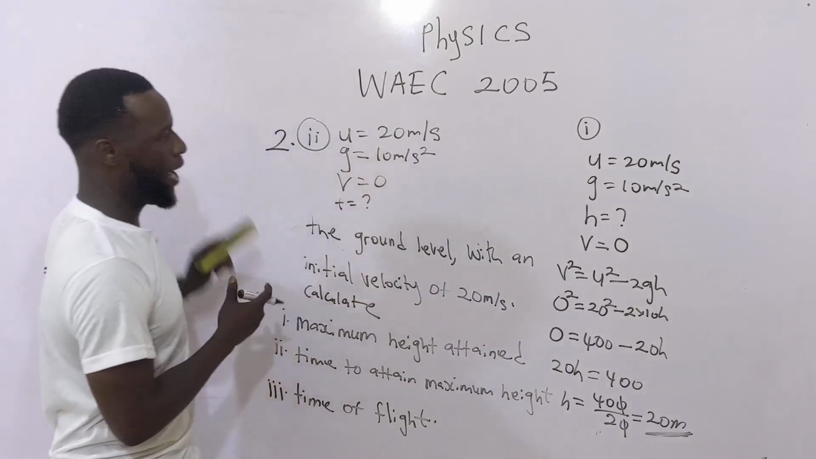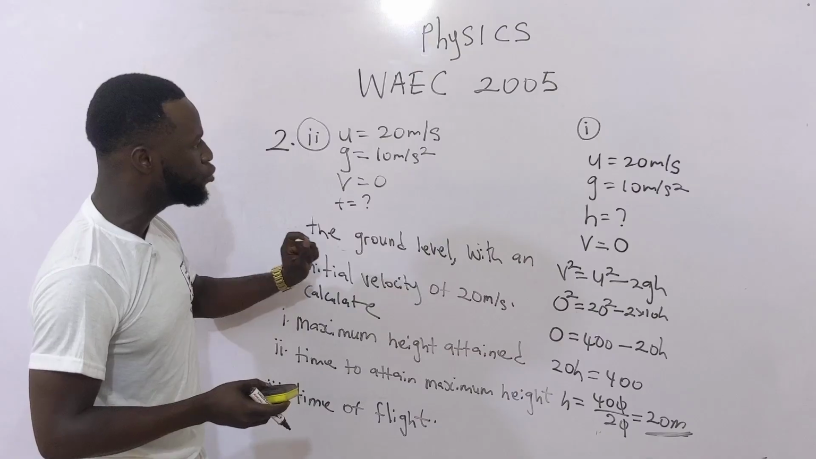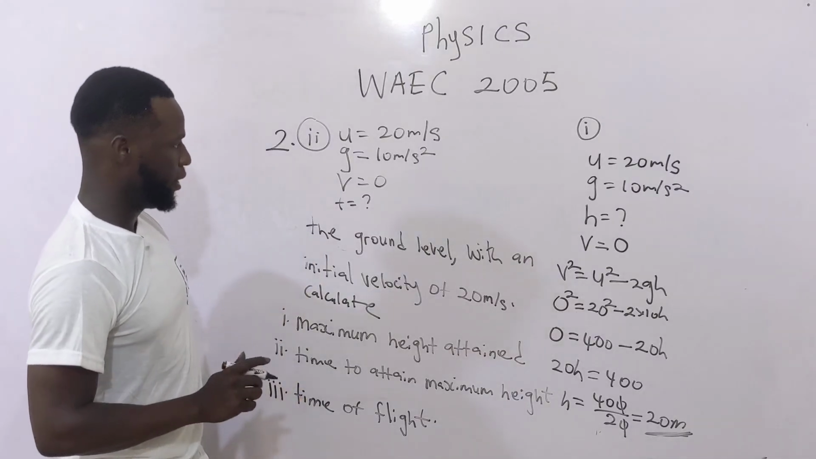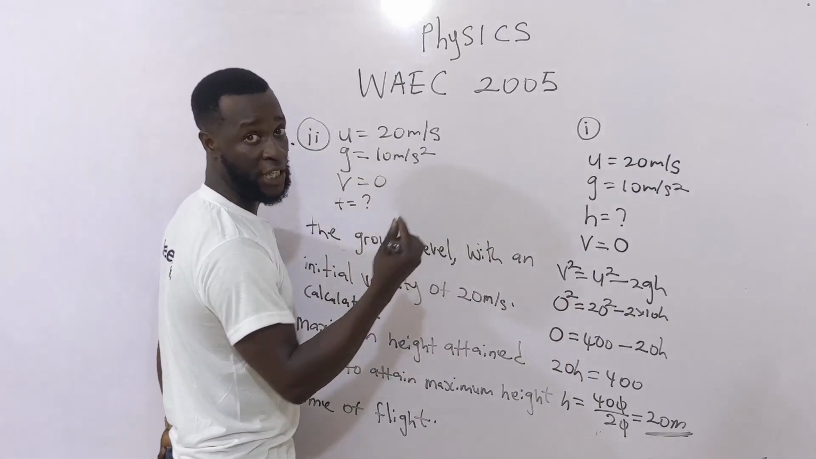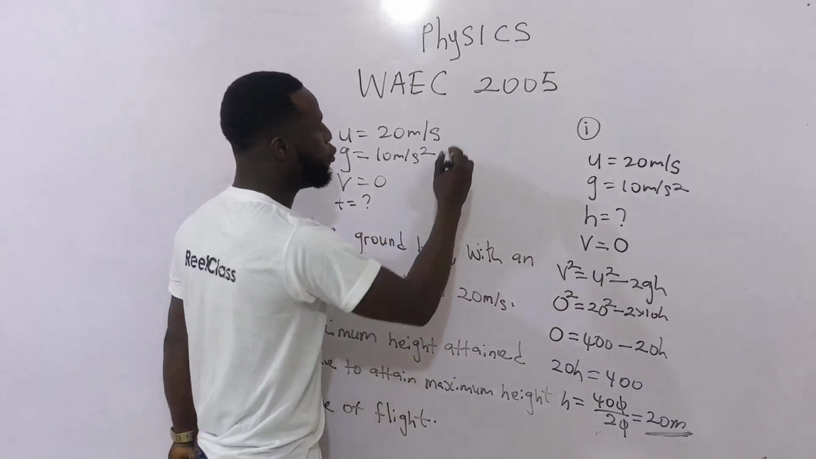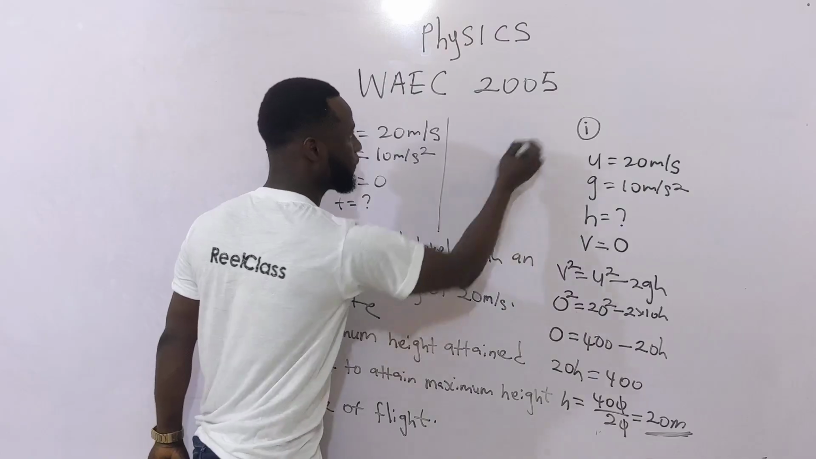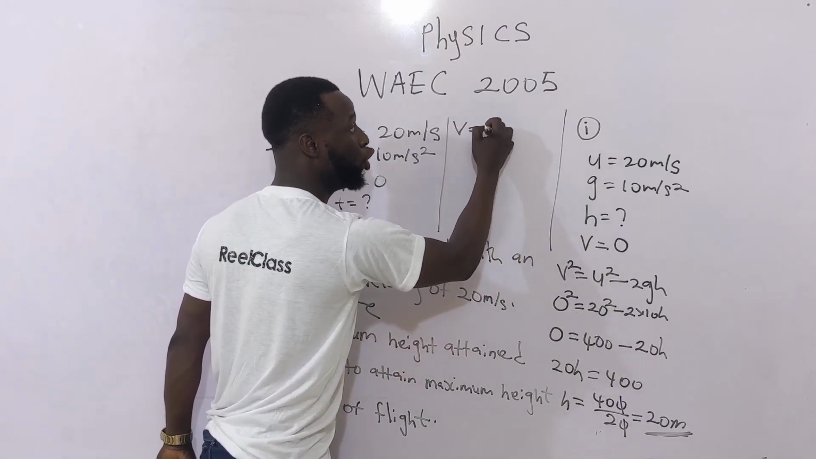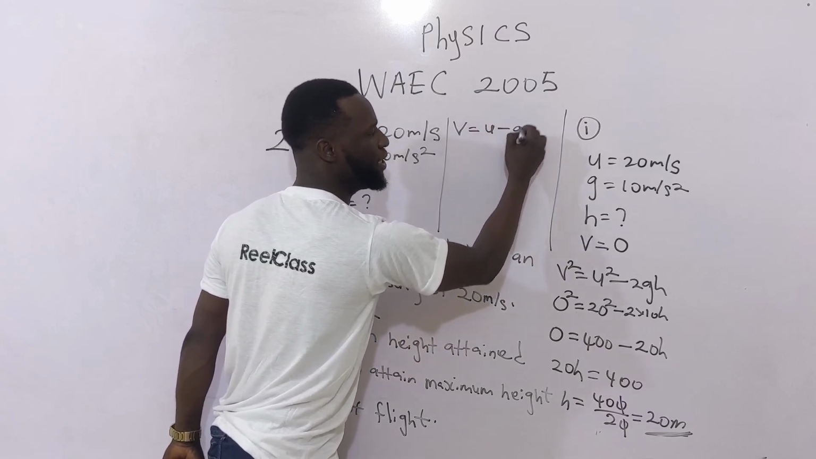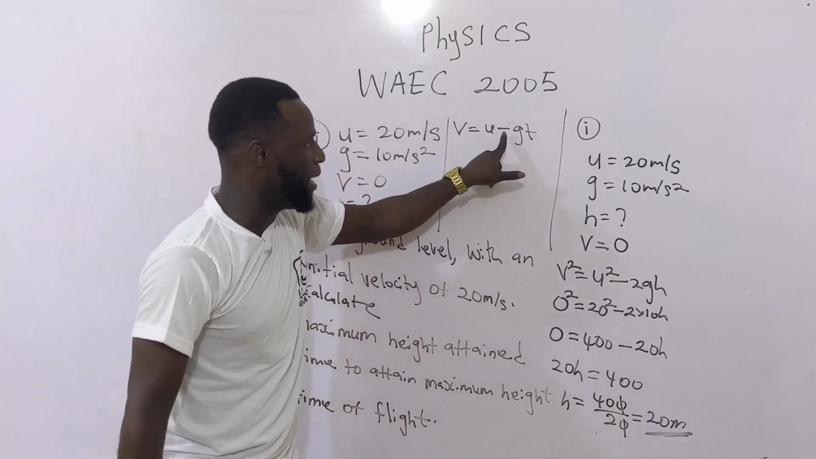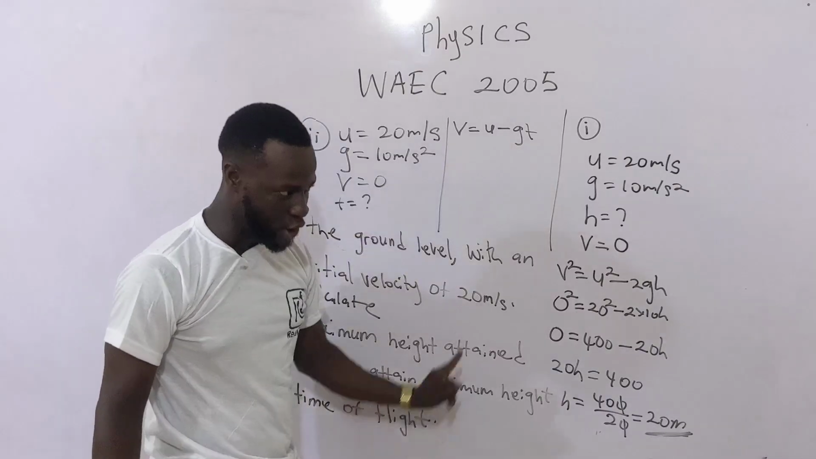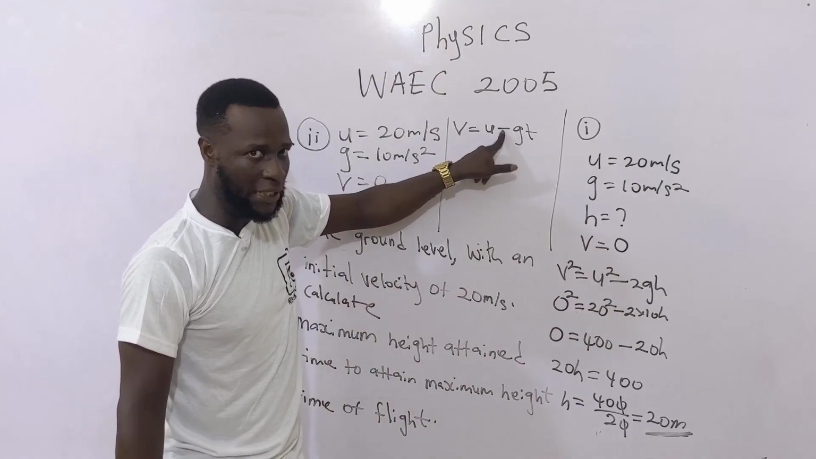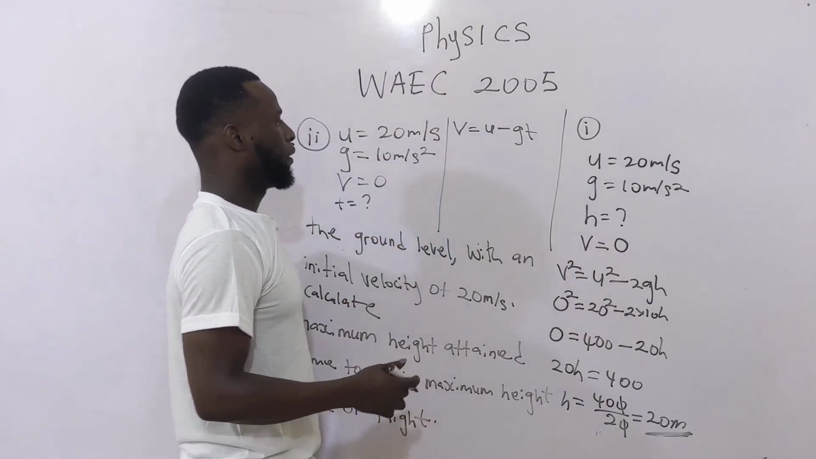The next question I'll ask myself is, which equation is suitable for me to be able to find time? Which one will be suitable for me? What will be suitable will be the first equation, equation number 1, which is V is equals to U minus GT. Note, I'm using minus here. Why? Because it's going up, decelerating, minus. If it was falling down, plus.